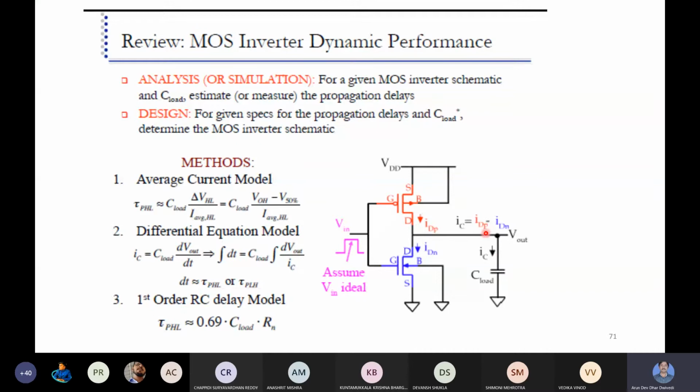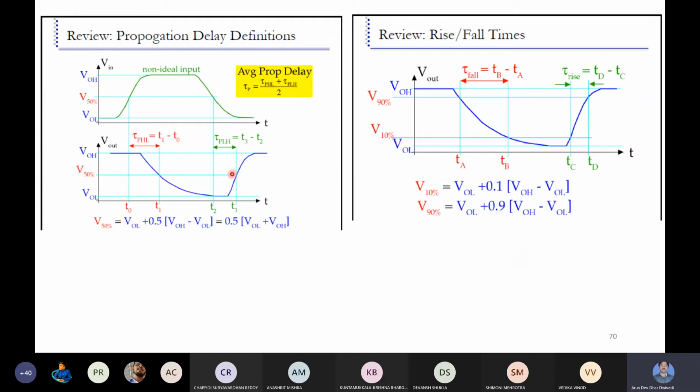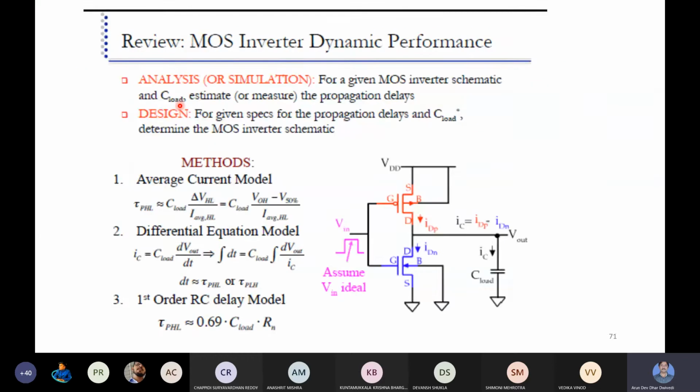So IC will be IDP minus IDN, and here we can see initially we can assume V in is ideal, so its rise time and fall time will be almost negligible. Here we are showing the non-ideal case, so the rise time and fall time in the input pulse are also significant. But initially, in calculation, we can analyze with the ideal pulse, meaning a step pulse.